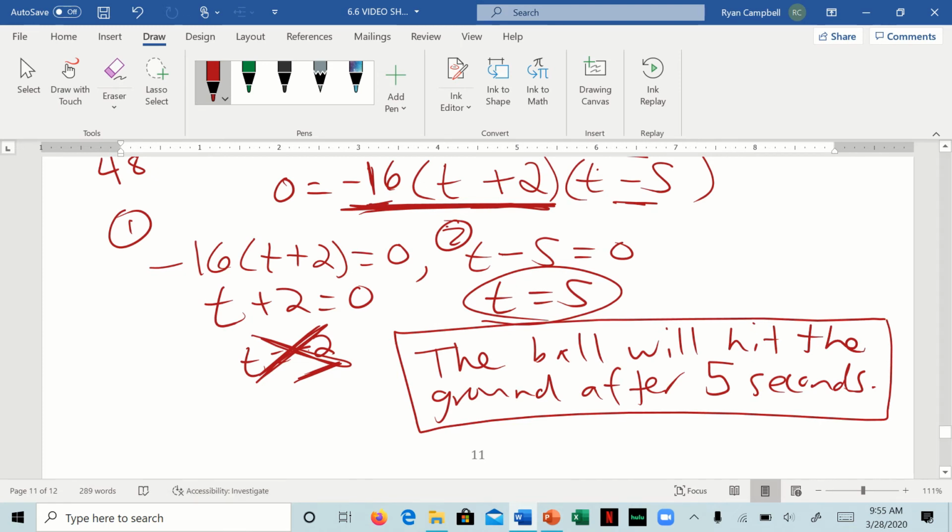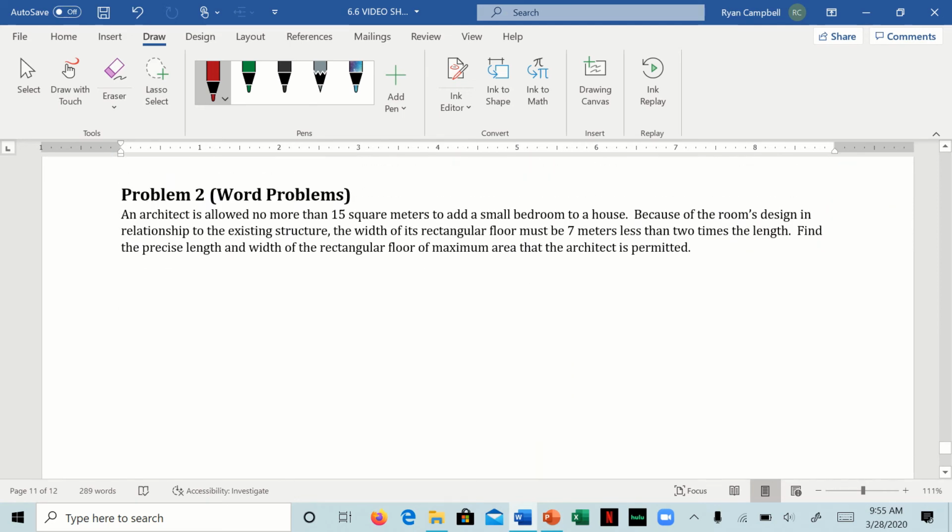All right, last problem, and then we're done with this lesson. An architect is allowed no more than 15 square meters to add a small bedroom to a house. Because of the room's design and the relationship to its existing structure, the width of the rectangular floor must be 7 meters less than 2 times the length. Find the precise length and width of the rectangular floor.